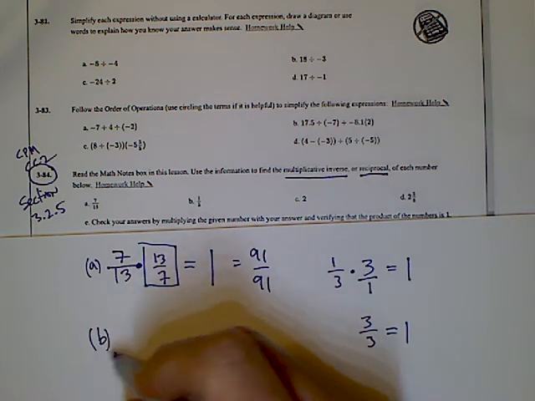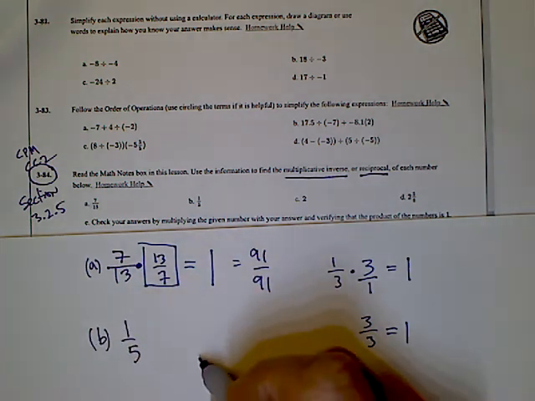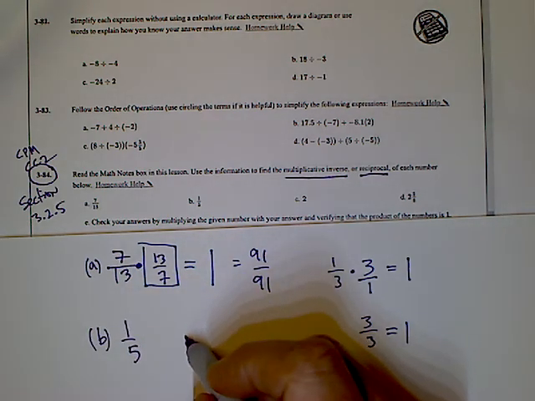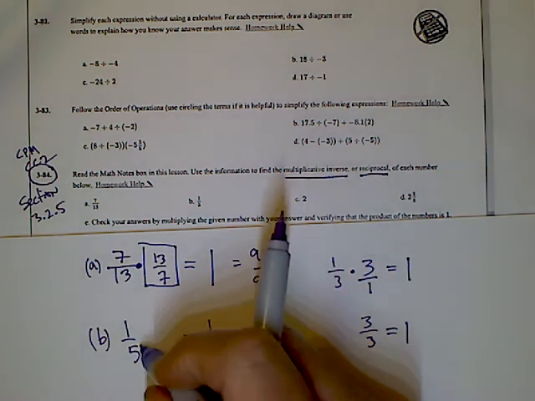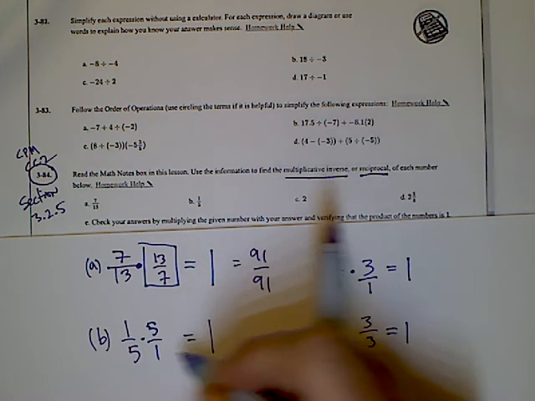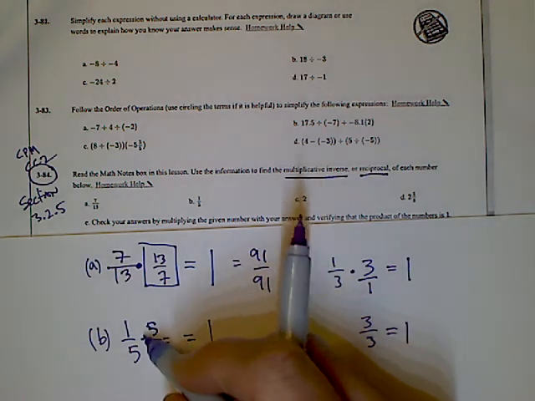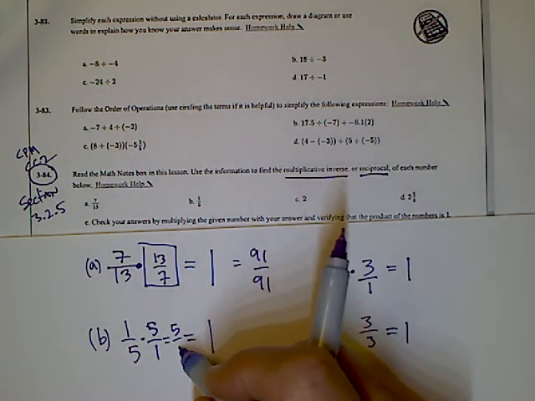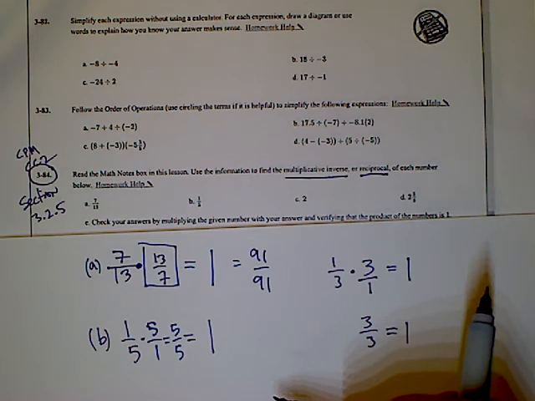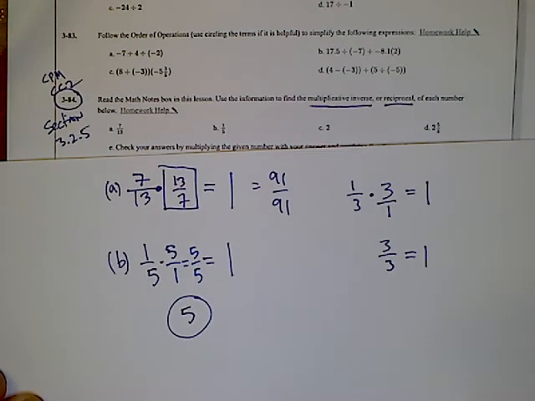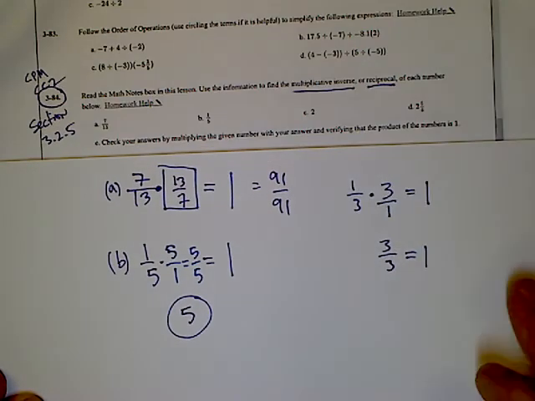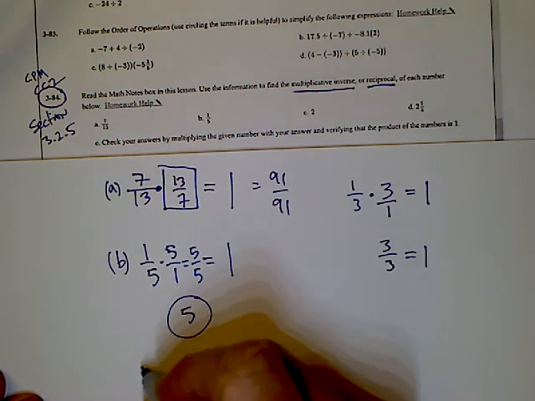Okay, so for B, 1/5. So again, how can I get that to equal 1? I would multiply it by 5 over 1, because 5 over 1 times 1 over 5 is 5 over 5, which is equal to 1. So really, for B, our answer would be 5 over 1, or we can honestly just say 5, because 5 over 1 is the same thing as just 5, right? Okay, so that's B. Let's look at C.